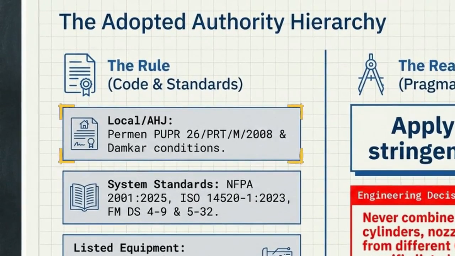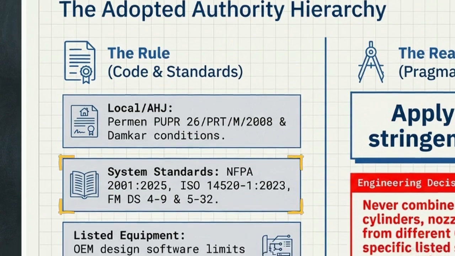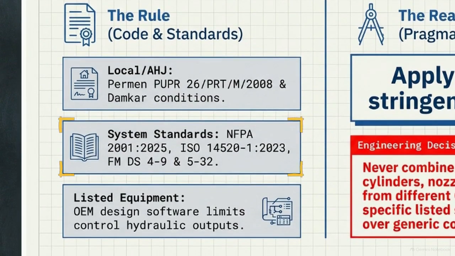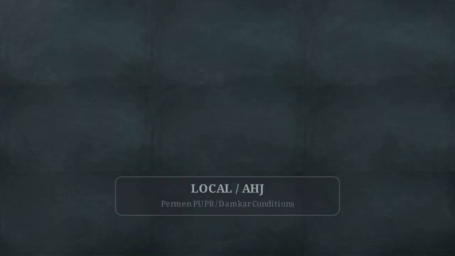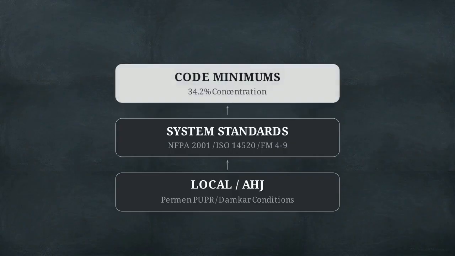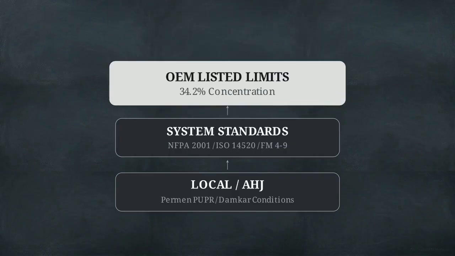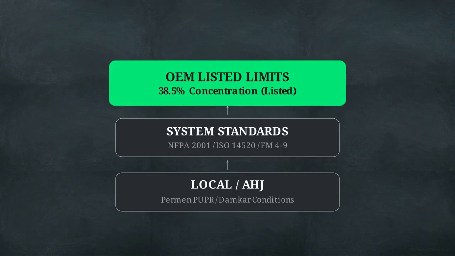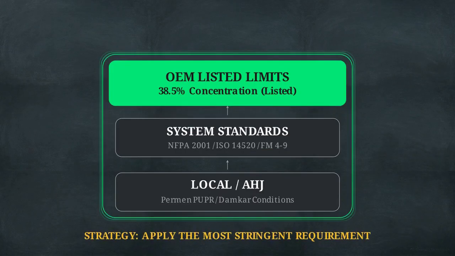This chart outlines the rigid hierarchy of regulatory authority governing these designs. Local AHJ requirements, such as DOMCAR conditions in Indonesia, form the legal baseline. Above that sit the adopted technical standards, like NFPA 2001 and ISO 14520. However, the exact OEM-listed software limits override generic code minimums. When determining system constraints, engineers apply the most stringent applicable requirement from this hierarchy to secure design approval.